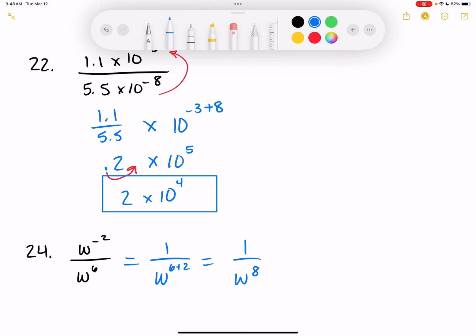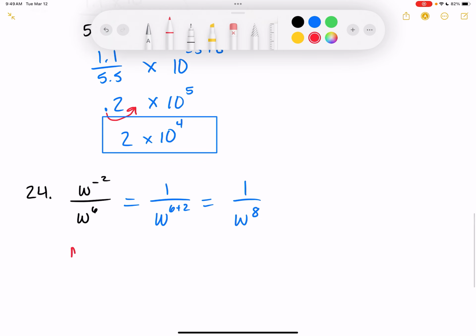Now, if they're both negative, then I'm going to move the one that is the most negative. So like if I modified this, and this was w to the negative 2 over w to the negative 6. Which one of those is the most negative? Negative 6. So I'm going to move that one up to the top. So this would become w to the negative 2 plus 6, which would be w to the 4th.